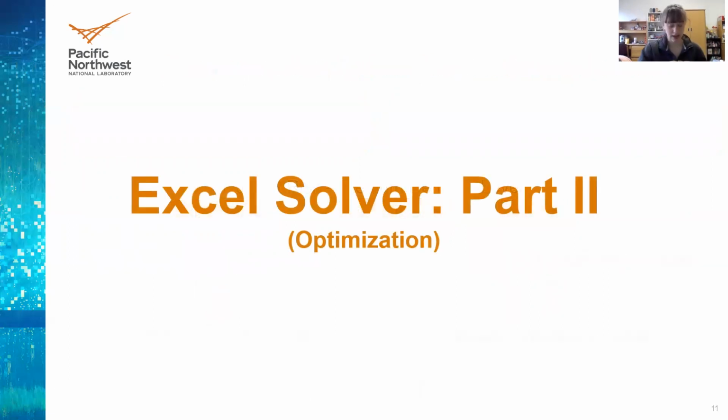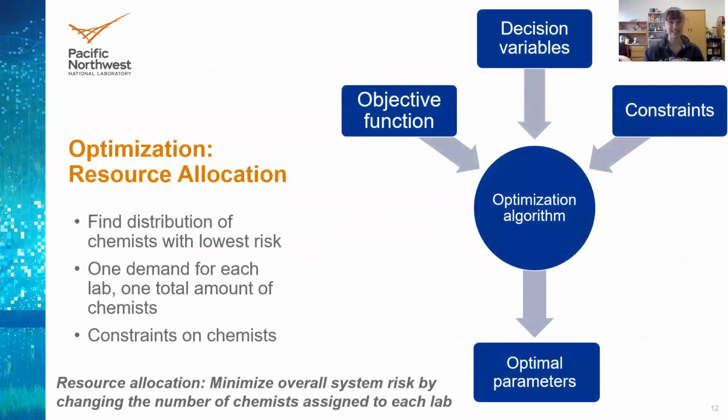So then came the second job of Excel Solver in this project, which was to minimize system risk by changing the number of chemists assigned to each lab. So again, resource allocation. Initially, different combinations of demand levels and total numbers of chemists were run to find optimal resource and chemist allocation.